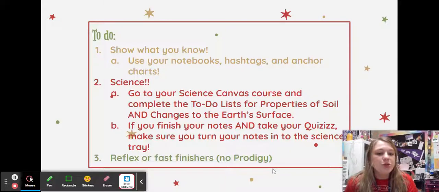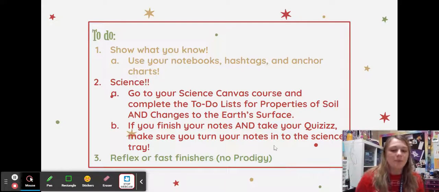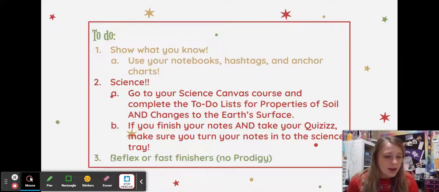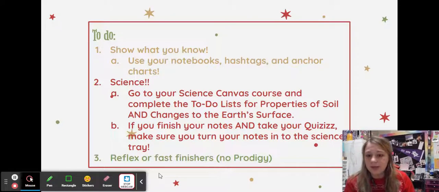Once again, we're not going to do Prodigy today because people are doing work and we do not want to take their focus. But you may go on reflex. If you greenlight, I will be so proud of you, but you're still not going on Prodigy. Or you can work on some fast finishers and turn them in for Bear Bucks next week.